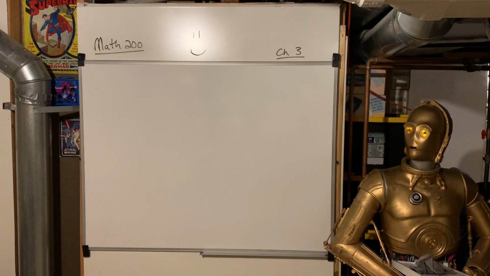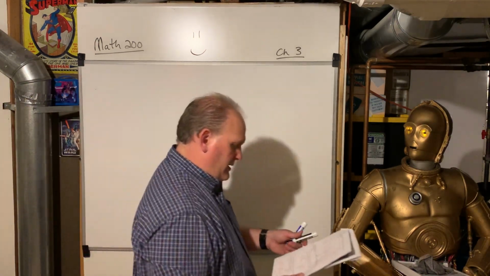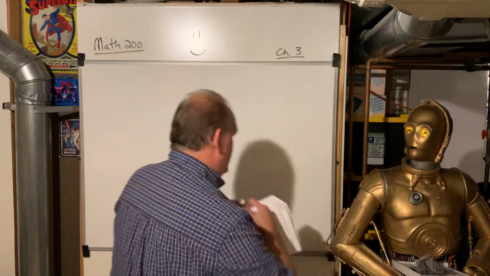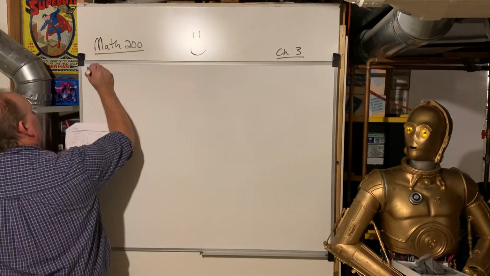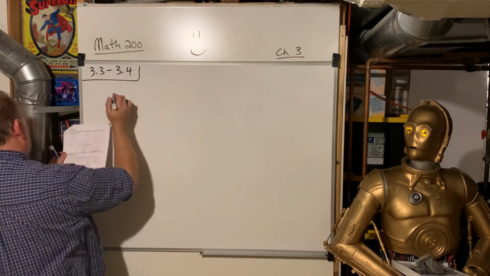All right, we are back. This is Math 200. This is Chapter 3. We're looking at 3.3. That's on page 9. And I think it's likely we're going to do 3.3 and 3.4, because 3.3, unlike 3.2, is super short.